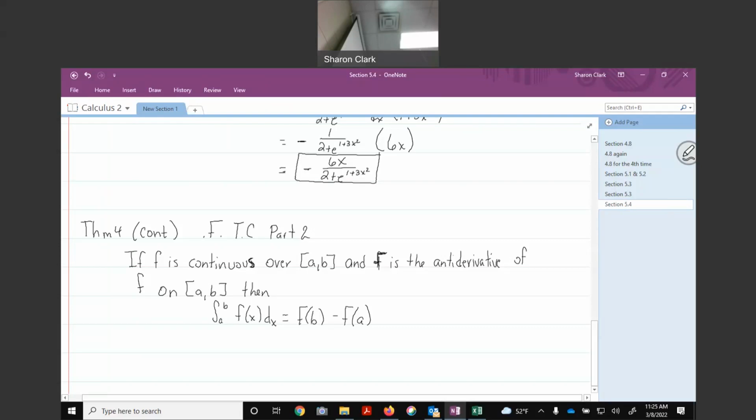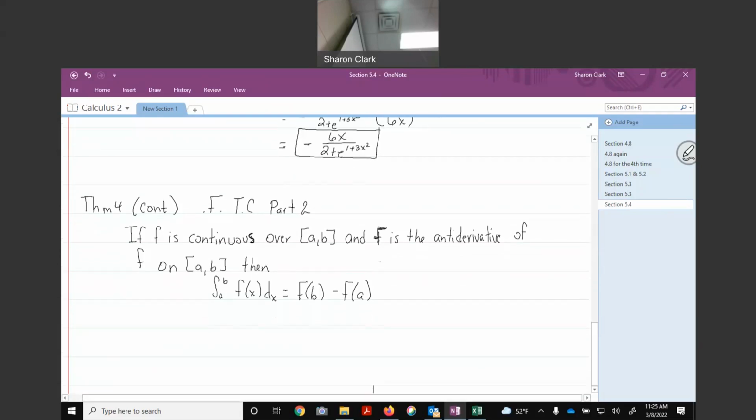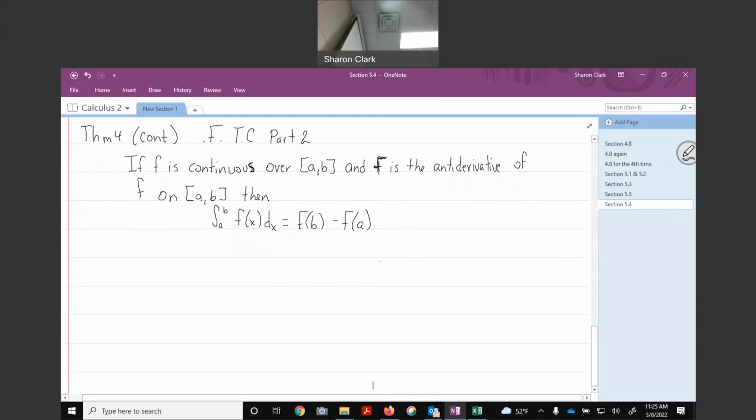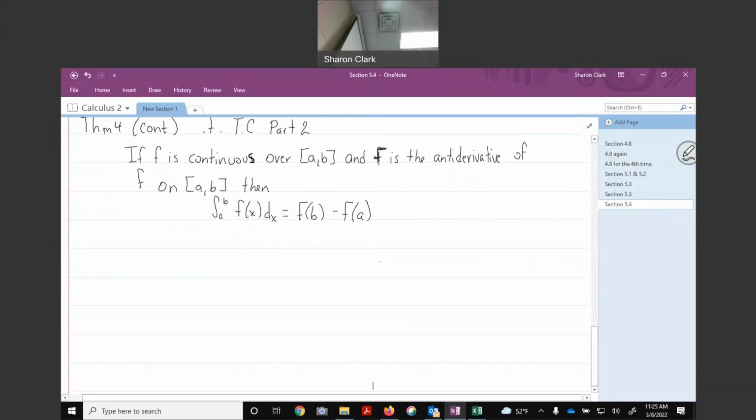That's the big F, the original function. The antiderivative is the original function. So the capital F is the original. The antiderivative is your original function. So basically, that's just saying you don't have to find the anti.